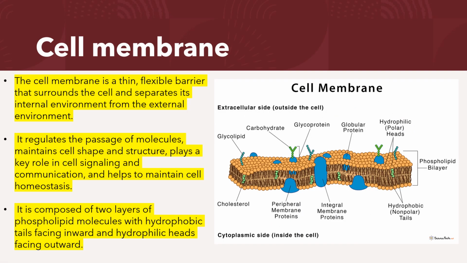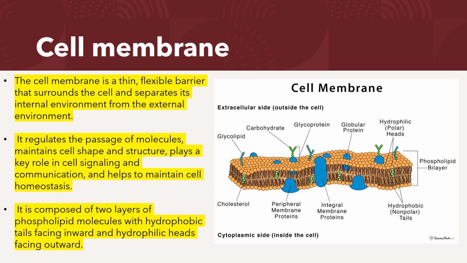The cell membrane. The cell membrane, also known as the plasma membrane, is a thin, flexible barrier that surrounds the cell and separates its internal environment from the external environment. It is composed of a phospholipid bilayer, which consists of two layers of phospholipid molecules with hydrophobic tails facing inwards and hydrophilic heads facing outward.